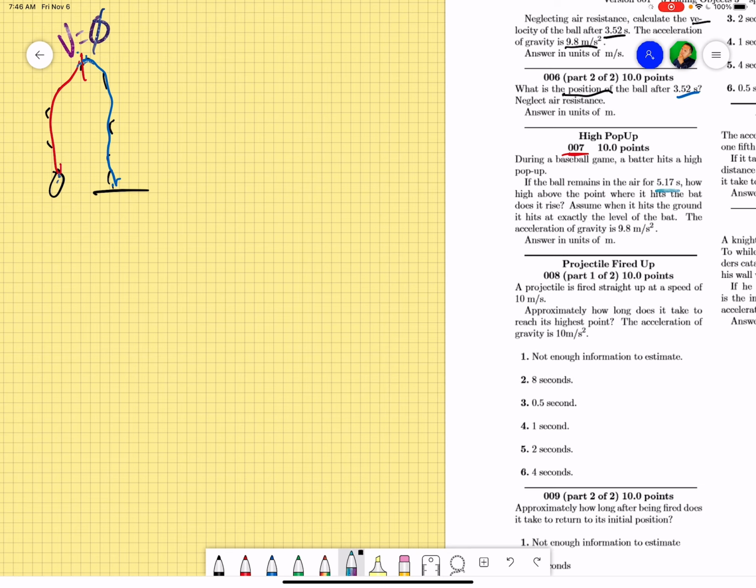All right, so let's look at the time. This is the total time in the air, which is 5.17 seconds. So I'm going to write time total is equal to 5.17, and I'm going to divide that by 2 right away. So 5.17 divided by 2 equals 2.585. Boom. All right, and that is the time I need to use in this calculation because it's going to be half the trip.